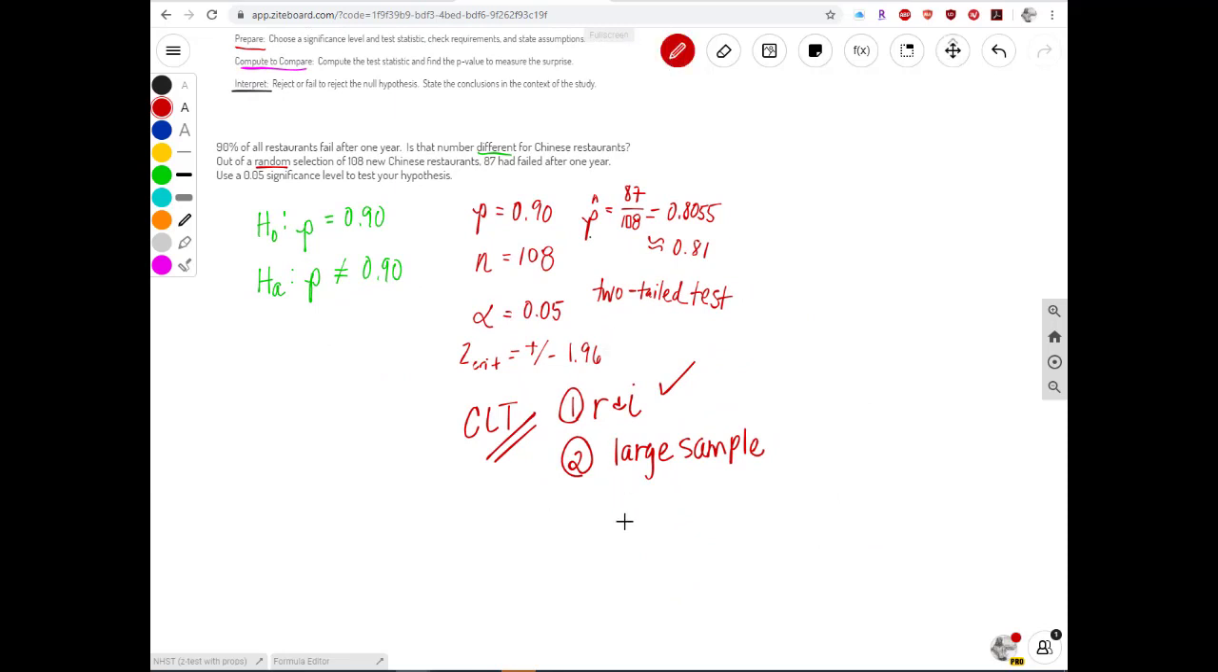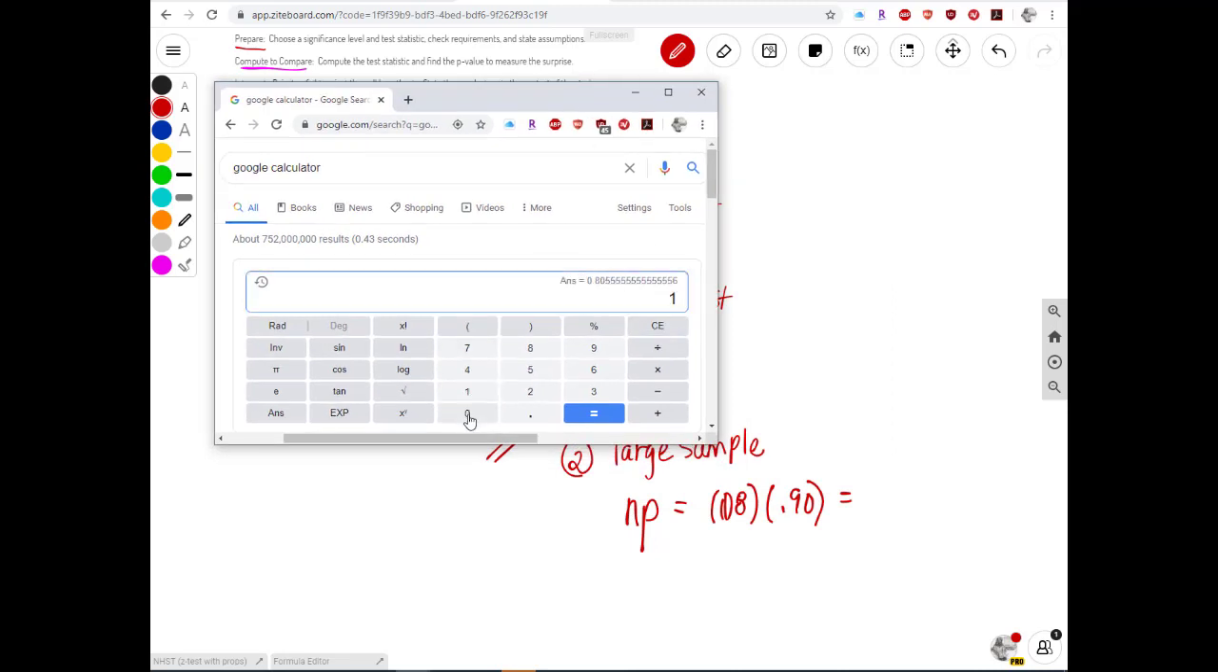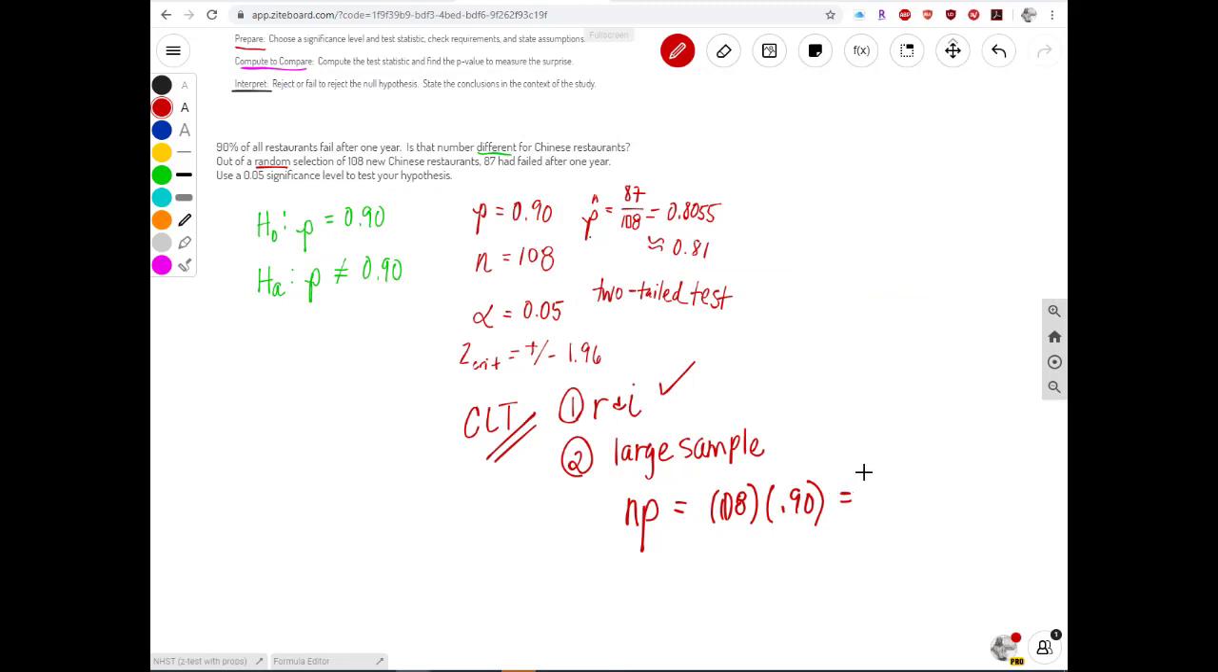So for my successes, I've got n times p, which is the same as 108 times 0.90. I'm going to bring this over here. 108 times 0.90 equals 97.2. So I'm just going to say 97, because you can't have 0.2 of a restaurant. So 97, is that greater than 10? Yes, so that checks out.